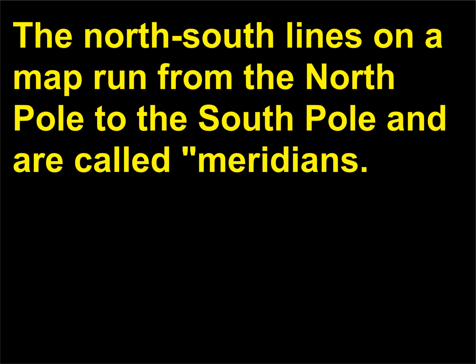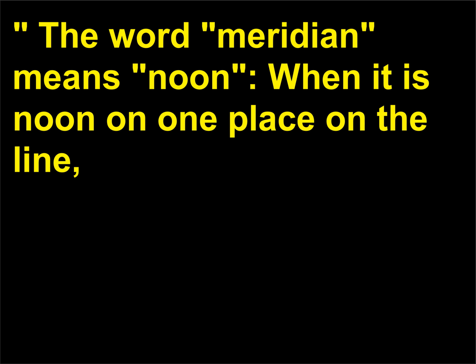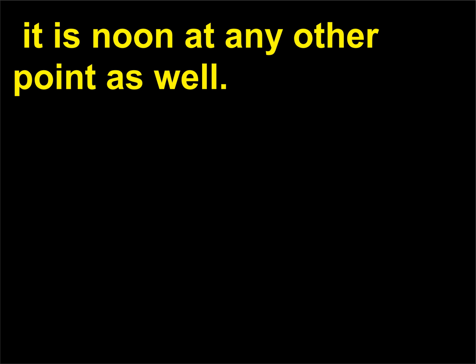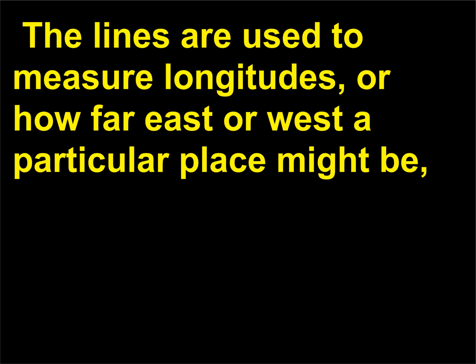The north-south lines on a map run from the North Pole to the South Pole and are called meridians. The word meridian means noon. When it is noon at one place on the line, it is noon at any other point as well. The lines are used to measure longitude, or how far east or west a particular place might be.